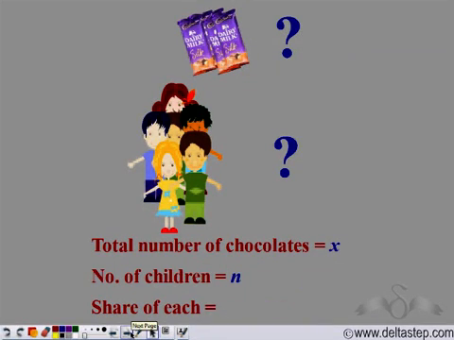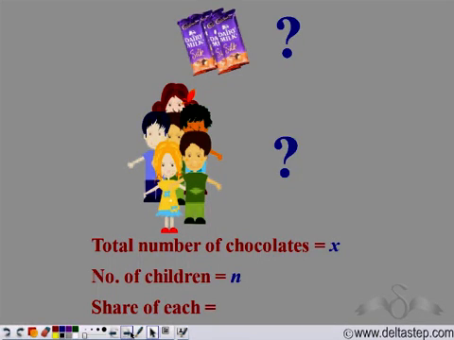Now suppose you do not know how many chocolates your dad will be giving you. So you denote the number of chocolates by a variable x because the number of chocolates is unknown. Also the number of children who will be coming to the class is not known to you. So you represent it by a variable n.